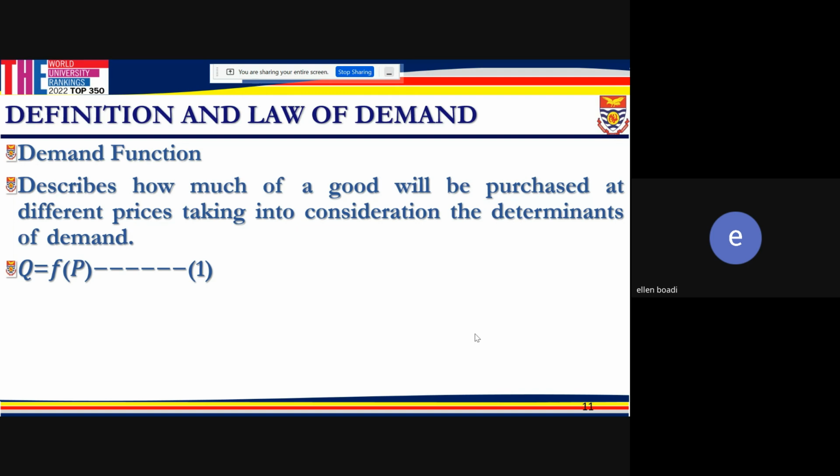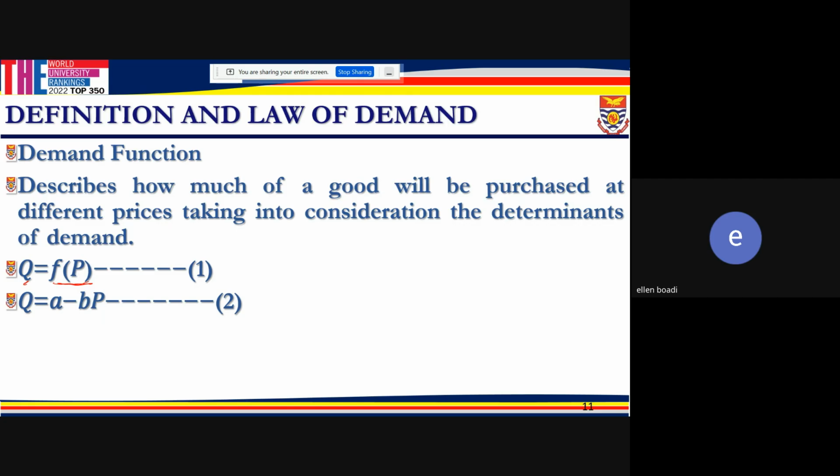So here, this is our function, and the function says that Q is a function of price. We can put it in this way as well. It means quantity demanded is equal to A minus B P.